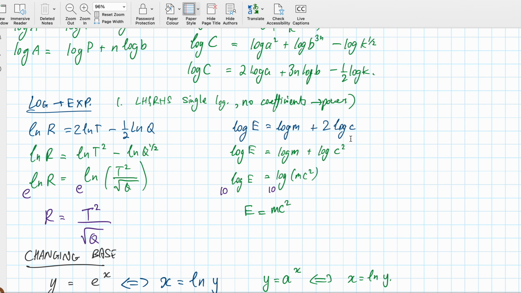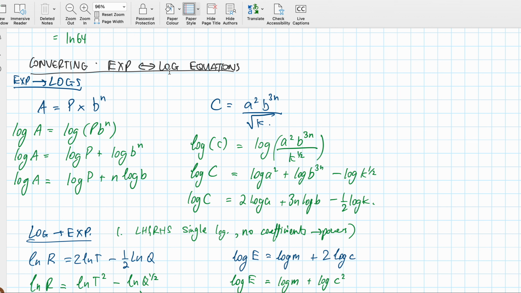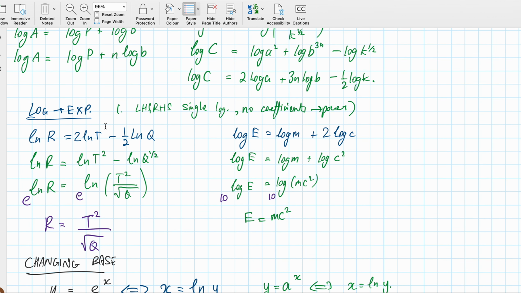In the next set of examples, we're going the other way. We're going from logs to exponential functions. So we can see here we have ln R is equal to 2 ln T take half ln Q. We want to express this as an exponential function again. The first step is to get the left-hand side and the right-hand side as a single log that matches and have no coefficients, i.e. convert everything to powers. So we're working the other way as what we did before. First step is we can get rid of these coefficients. So 2 can go up to the T squared, and the half can go to the Q to the half.